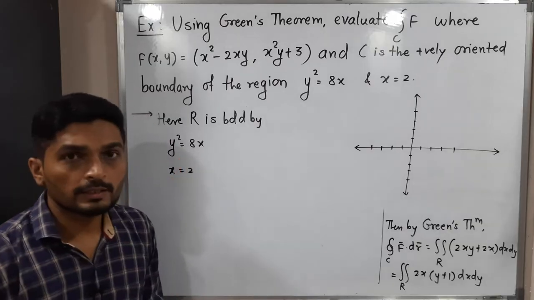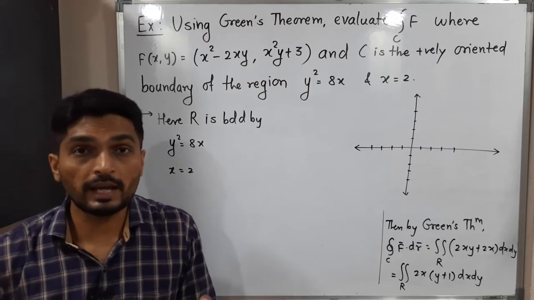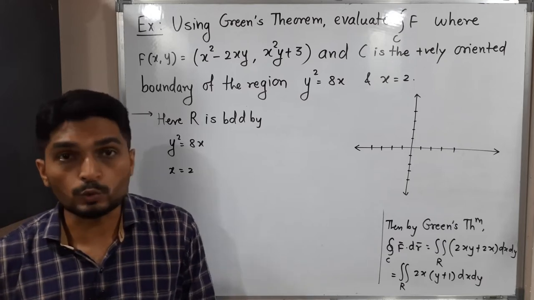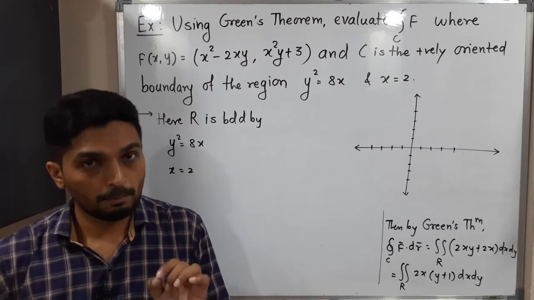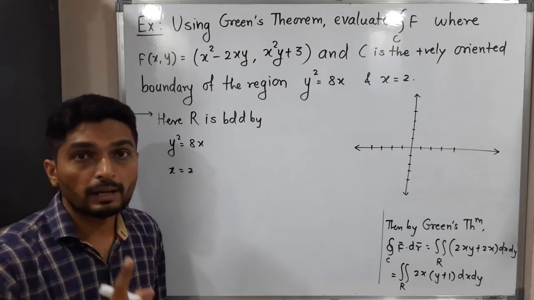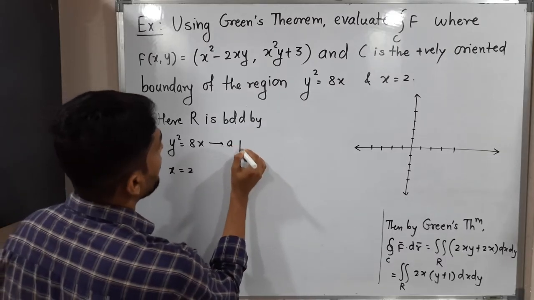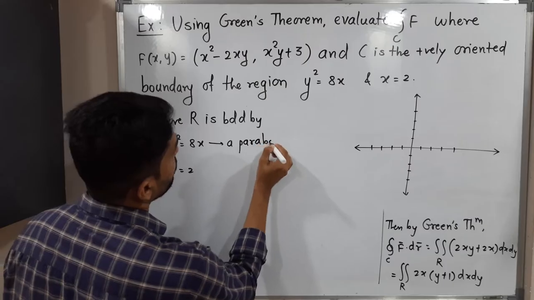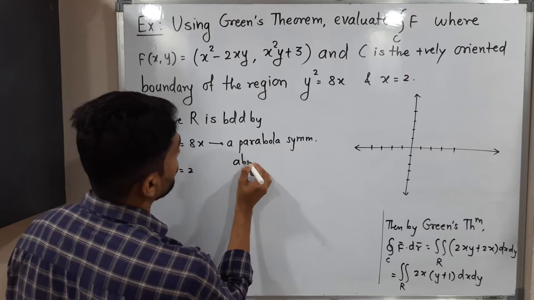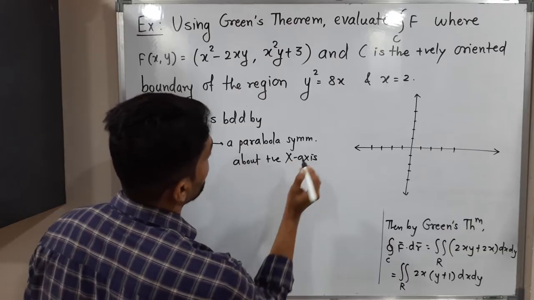So here y square is equal to 8x, right? So the power of x is 1, power of y is 2. So when we have an equation like this, where the power of one variable is 1 and the power of the second variable is 2, it represents a parabola. So this is a parabola, and the power of x is 1, that's why the parabola is symmetric about positive x-axis. So let me write here, a parabola symmetric about positive x-axis.